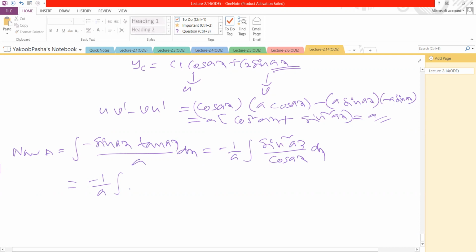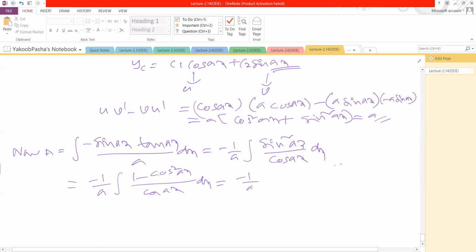Now we can write 1 minus cos square ax. Denominator is cos ax dx. Sin square ax can be written as 1 minus cos square ax, since sin square theta plus cos square theta equal to 1.